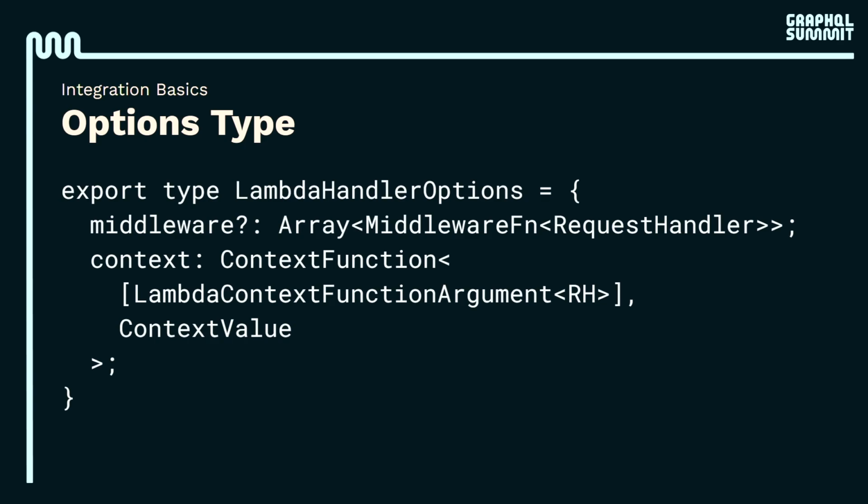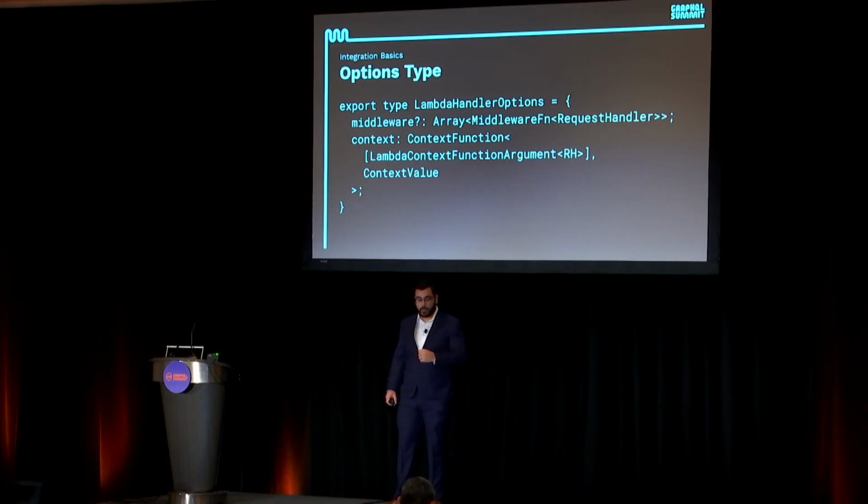Well, the options type has two things we can pass to it. The first is middleware. Middleware allows you to mutate your incoming event, mutate the outgoing response, as well as short circuit. So if you don't want the request to make it to your Apollo server, you can stop it right in the middleware and return, in case you need to do CORS or authorization before it even hits your server. The second is context. The context function in the Lambda integration will pass you the event that came in from the Lambda call and expects you to return a GraphQL context. Again, we'll go deeper into this later.